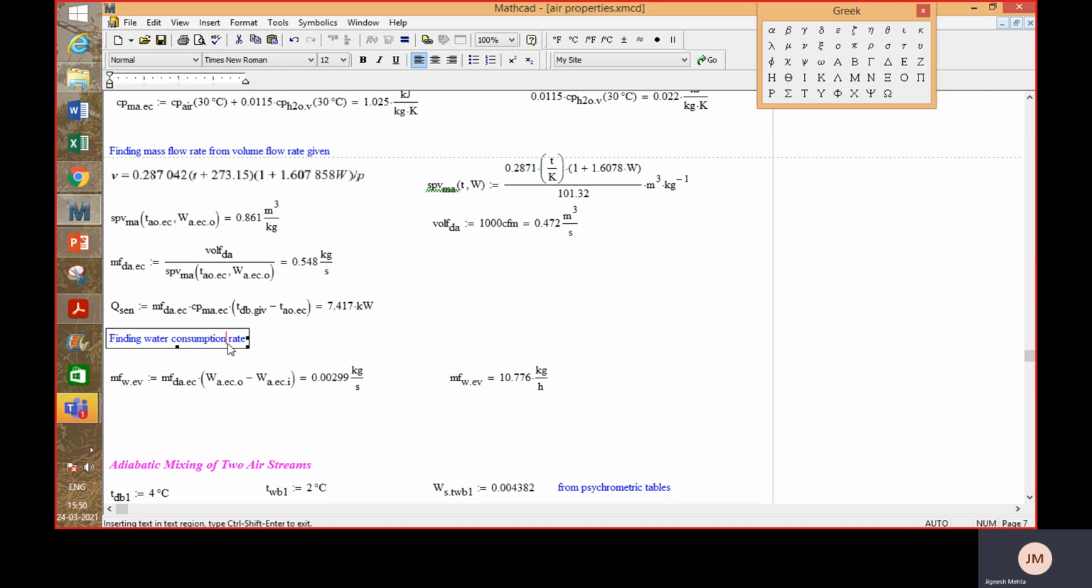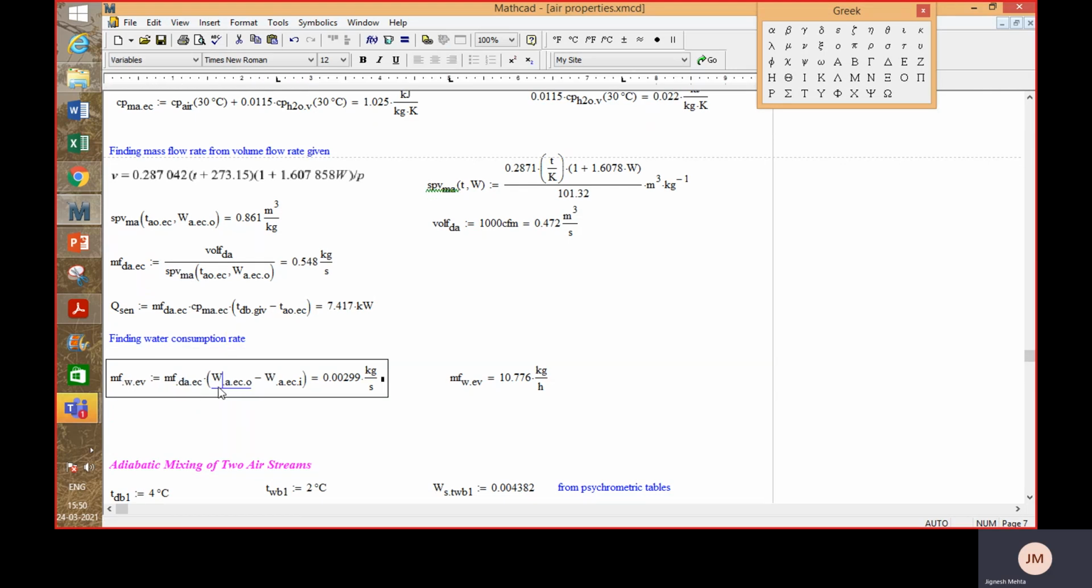And what is the water consumption rate? It is equal to mass flow rate of dry air into change in W. At outlet, what is the W? At inlet, what is the W? The difference between them, multiplied by the mass flow rate. So it gives you 0.00299 kg per second, or roughly 0.003, or you can say 3 grams per second. That seems to be a small number, but you convert it into kilogram per hour, and you find that around 10.7 or 10.8 kilogram or liters of water is consumed per hour.